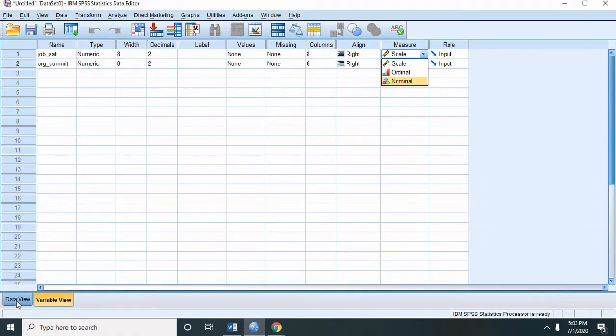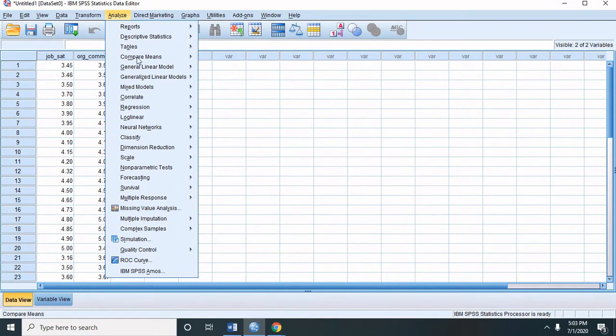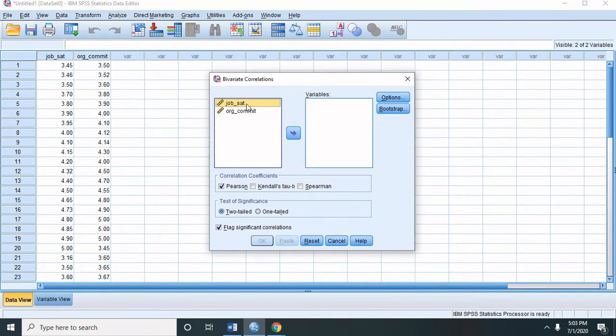Let's click the data view. We can see here the overall mean score per respondent in both of the variables. So to analyze the data, we click Analyze, Correlate, Bivariate. You place the variables in the right box using this arrow.